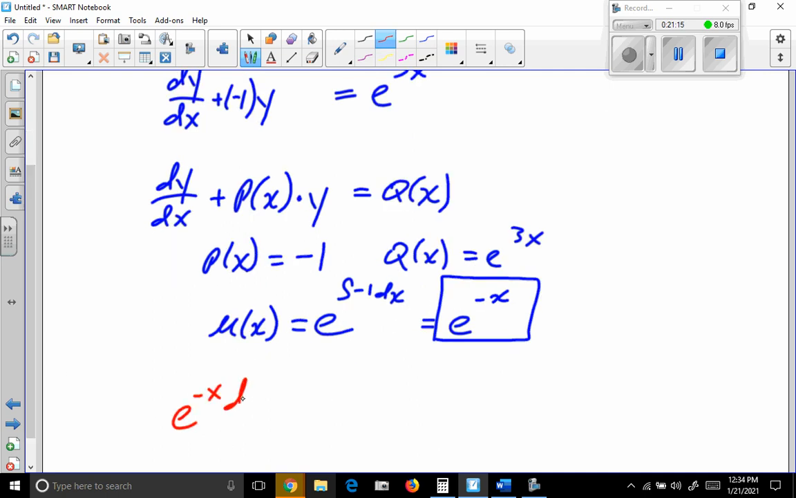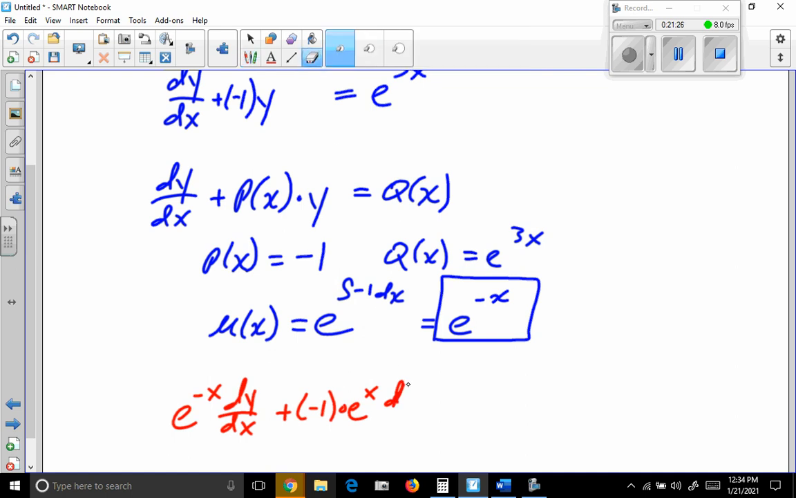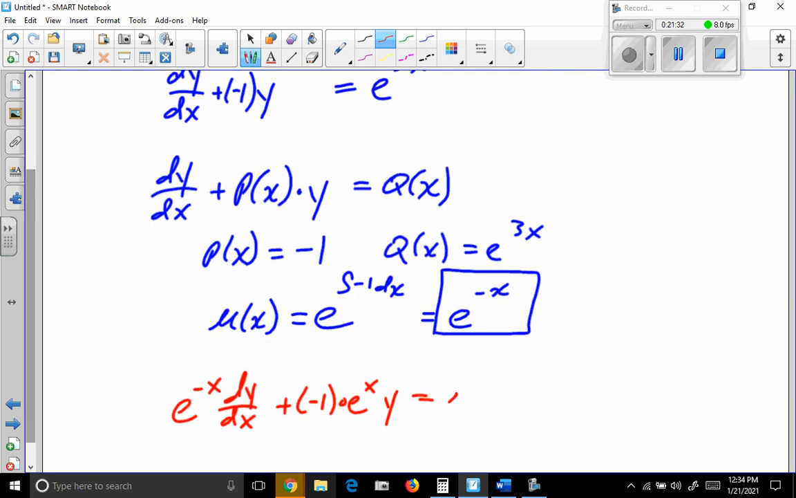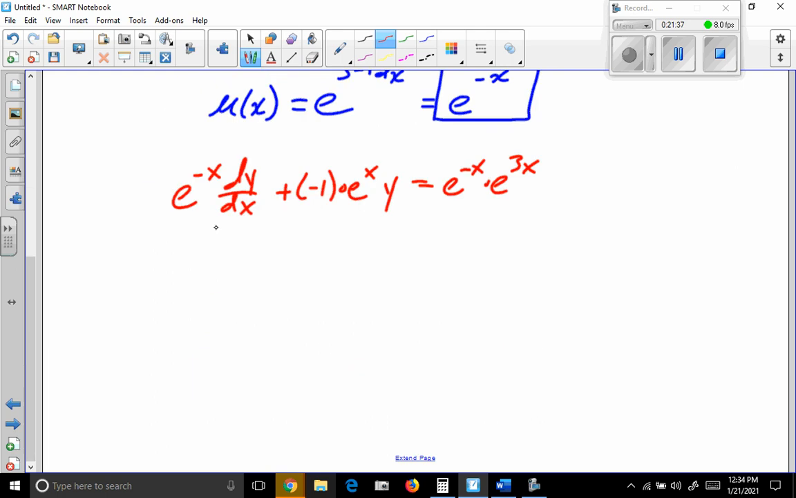So we have e to the negative x dy over dx plus negative 1 times e to the negative x times y. And that equals, on the other side, e to the negative x times e to the 3x. E to the negative x dy dx plus, we can call that negative e to the negative x times y. Multiplying like bases, we add the exponents, so that's e to the 2x.